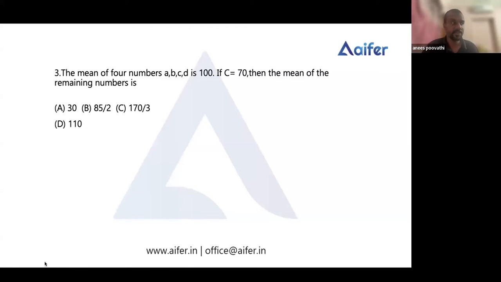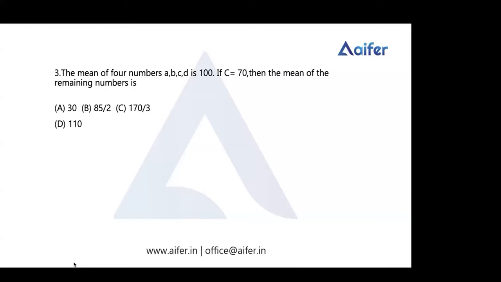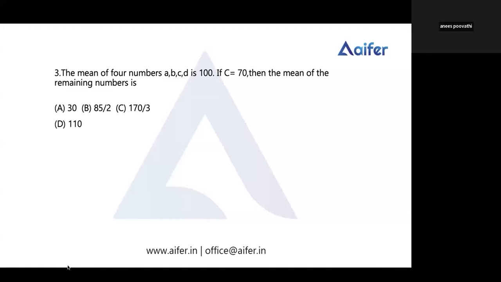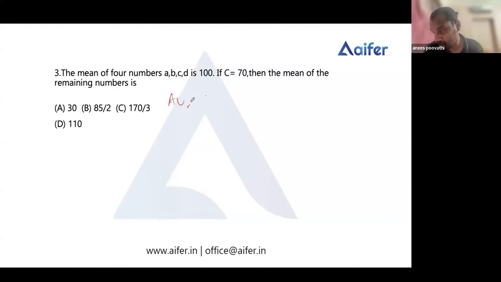Okay, let's try to do. It's a different concept, and I will try to initially discuss a single question from this concept. This concept comes from the concept of total value. We know the equation: average is equal to total value by number of observations.